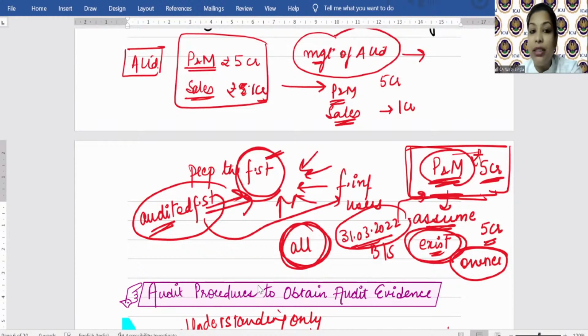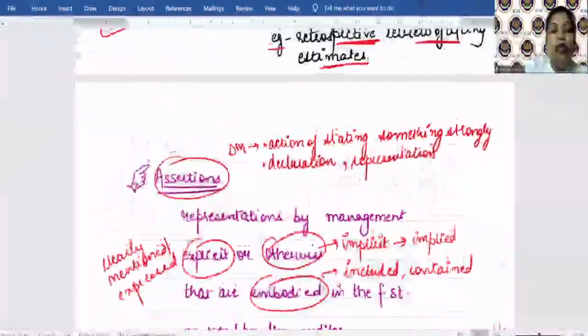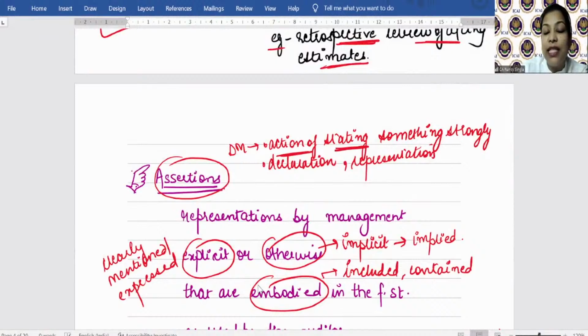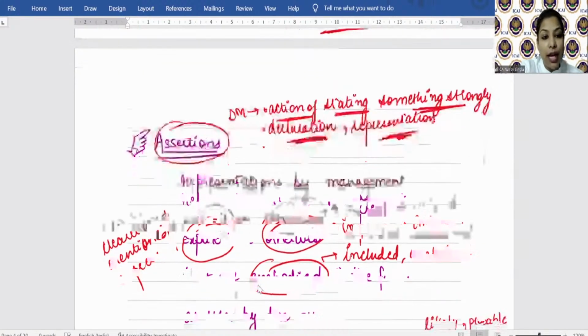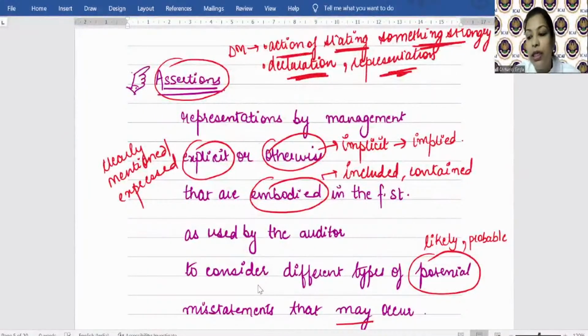हाँ ना? So what are assertions? Assertions are the representations, or what the other term is what? Declaration. हाँ ना? If you look at the dictionary meaning of term assertion, it means action of stating something strongly. डिक्लेयर करना, कुछ represent करना. तो I told you कि मैनेजमेंट माइक उठा के announce करने थोड़ी ना लग जाएगा, या newspaper में थोड़ी ना इसको print करवा देगा. मैनेजमेंट क्या करेगा? उसको फाइनेंशियल स्टेटमेंट्स के फॉर्म में present करेगा, prepare करेगा. So these are the, try to understand this definition word by word, line by line.